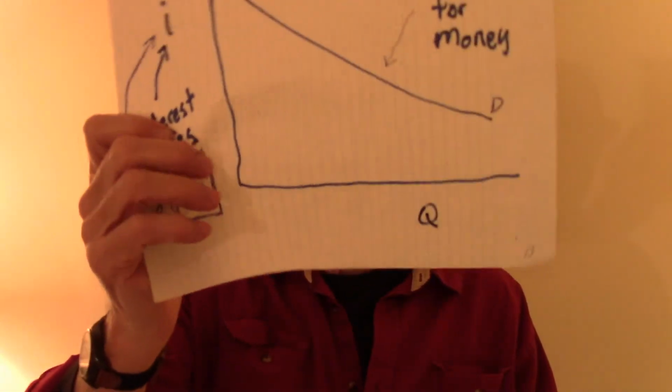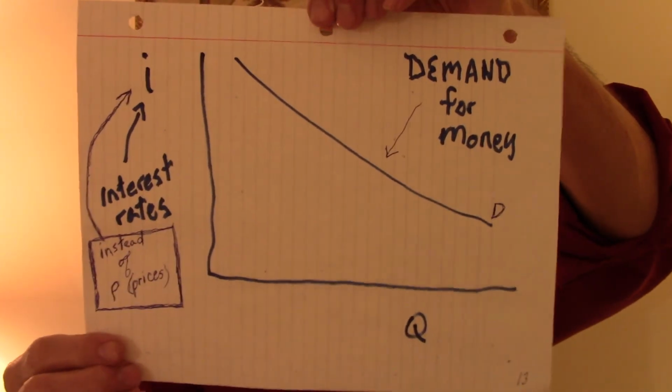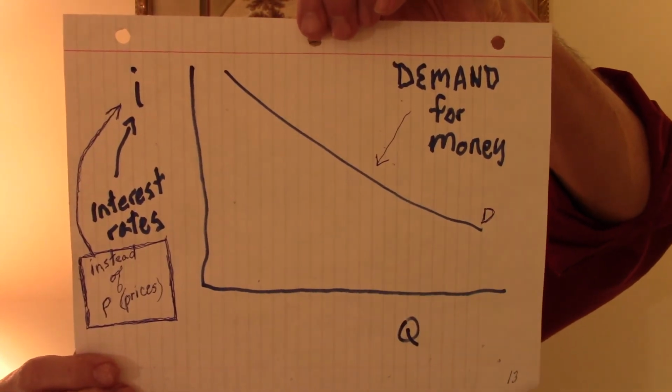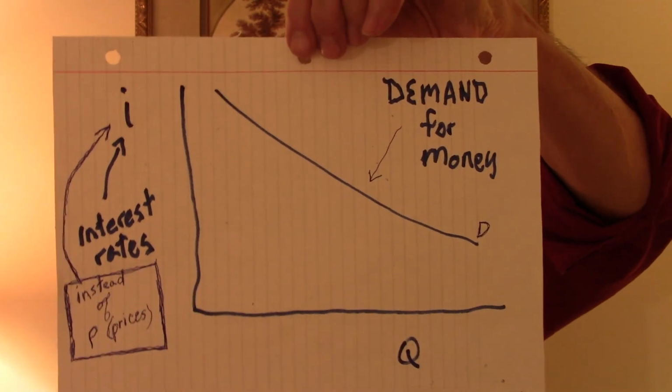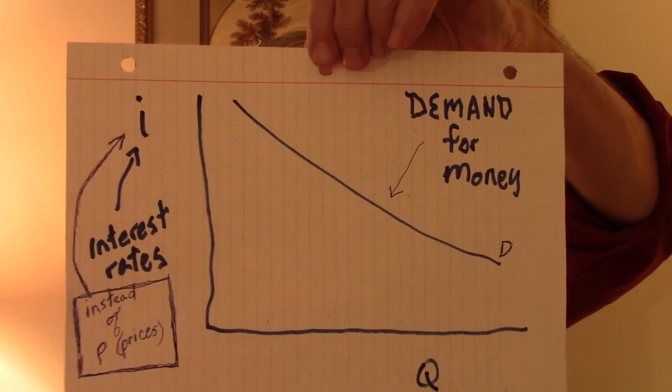So that being the case, this is a typical demand curve for money. There's money right there. It's downward sloping. It just looks like any other demand curve, but it has the interest rate I up there instead of a P.